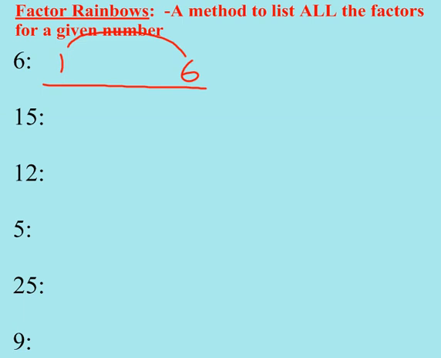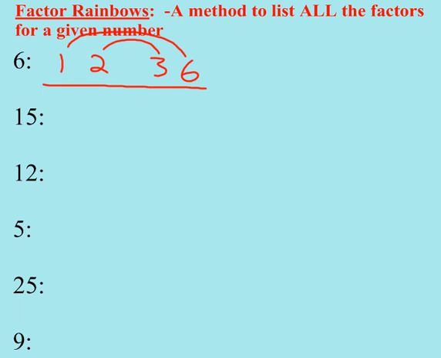Then I start counting up. Does 2 go into 6? Yes, it does. 2 times, I draw my rainbow over, 3 equals 6. Now there's no number between 2 and 3, so I know my factor rainbow is done. And I would say there's 4 factors of 6. The numbers 1, 2, 3, and 6, and I know there's no others because I use this factor rainbow method, which helps me find all of them.